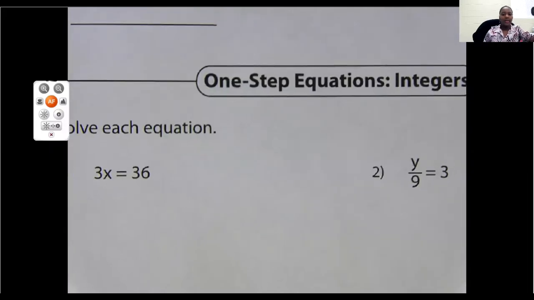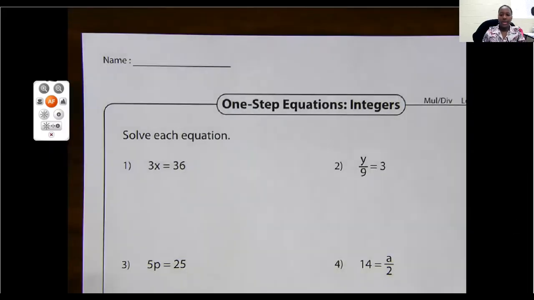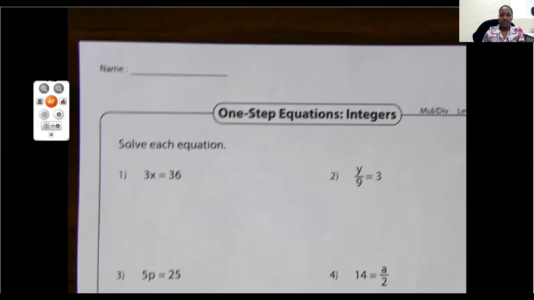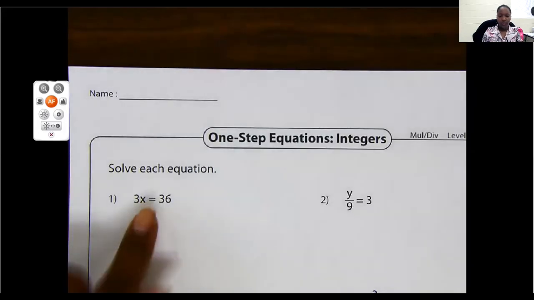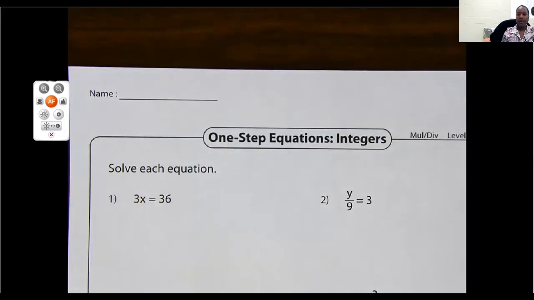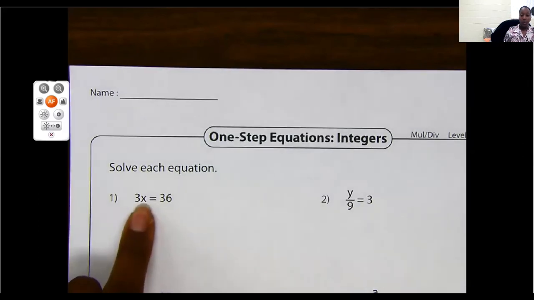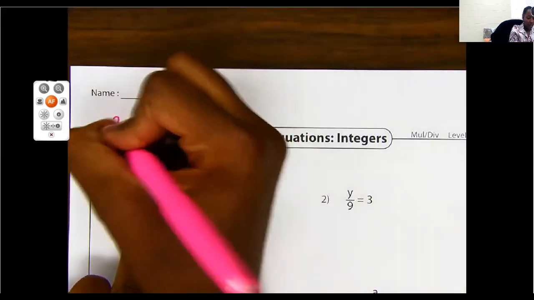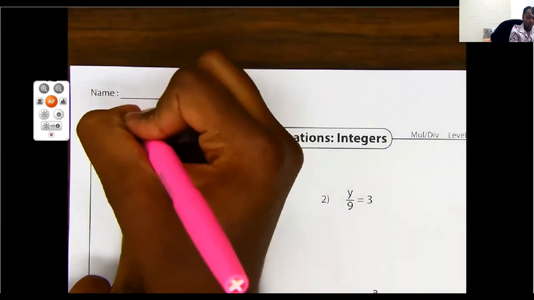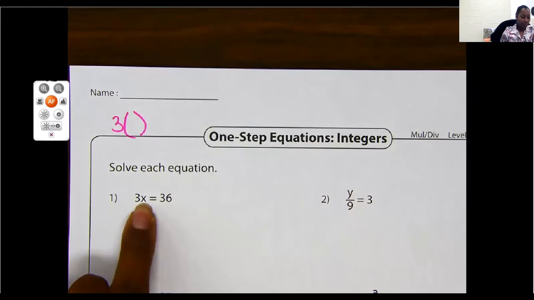Solving one-step equations using multiplication or division. Let's start with number one. Remember, whenever a letter and a number are next to each other, it's called a coefficient. This also represents multiplication. Remember, we no longer use x for multiplying. You're either going to see something right next to each other or you're going to see it in parentheses, okay? So we have the variable right next to the number, so it's telling me that I'm multiplying here.